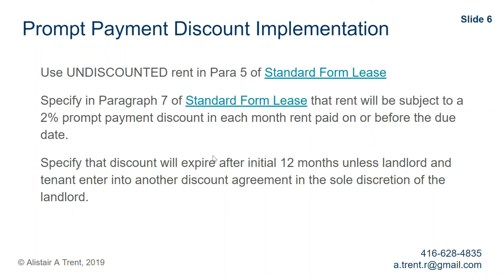To accomplish this, you would use the Ontario Standard Form Lease, which I'll go through in a minute. And under paragraph 5 of the Standard Form Lease, which actually specifically accommodates this strategy, you simply put the undiscounted rent in the lawful rent section in paragraph 5, and then paragraph 7 deals with rental discounts, which you would then fill out to accommodate the discount. And I will go through the Standard Form Lease momentarily after I finish with this brief presentation.